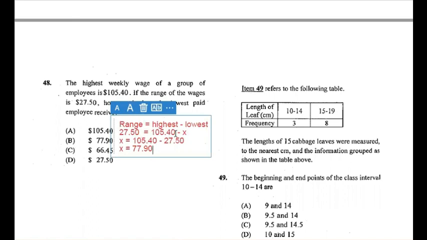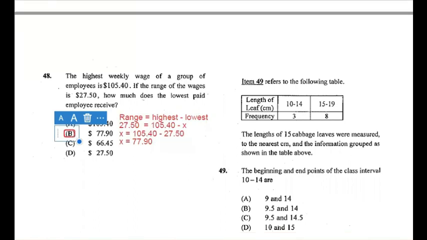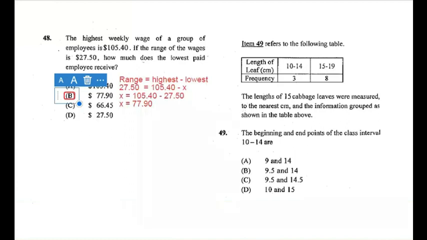They gave us the range, so what we need to do is transpose to find the lowest, because they've given us the highest weekly wage. What we're trying to find is the lowest, which is X in this formula. So X would be equal to $105.40 minus the $27.50, and we'll get $77.90. So B is our answer. We're moving along nicely, close to the end, and we're definitely maximizing our marks.